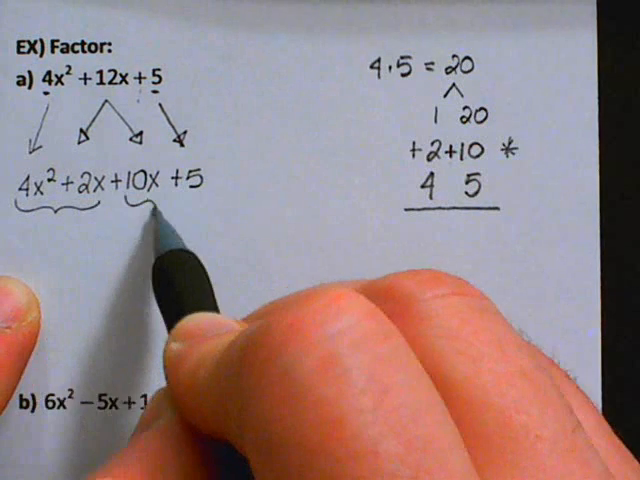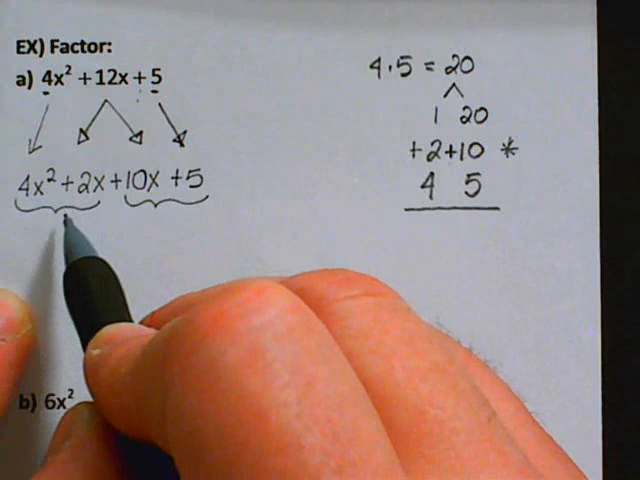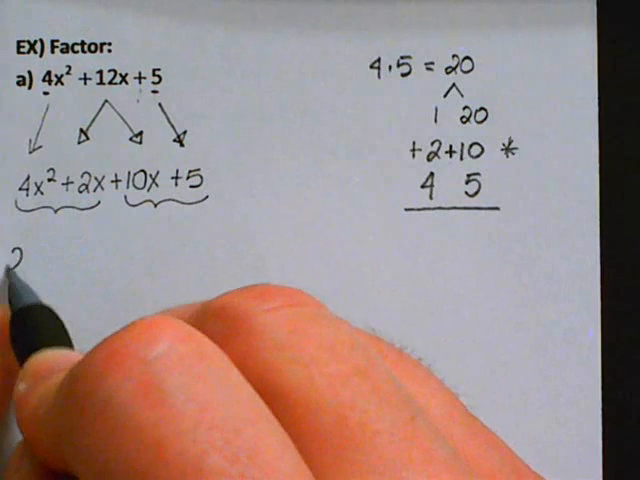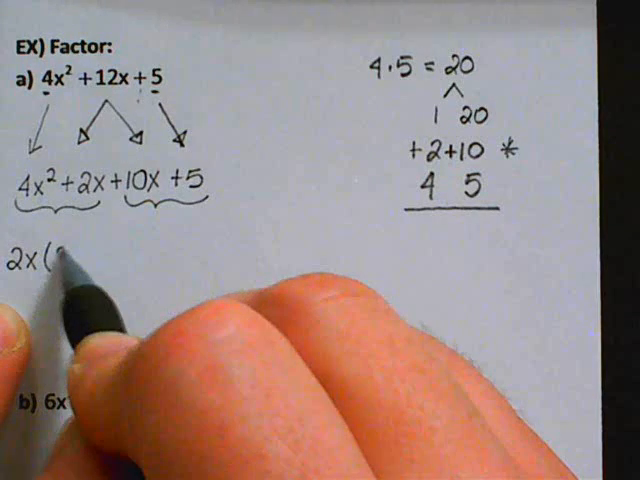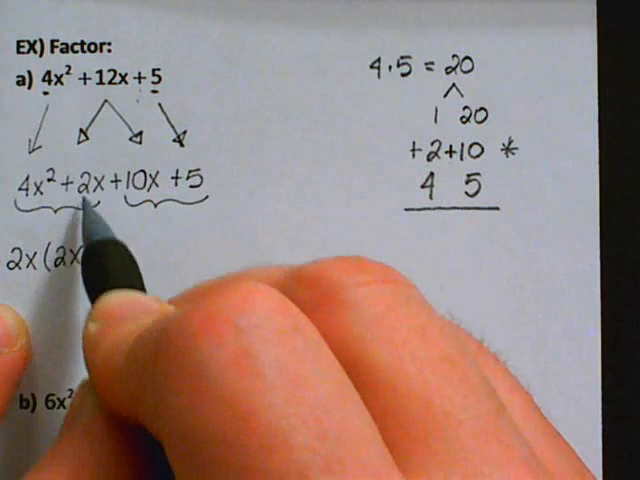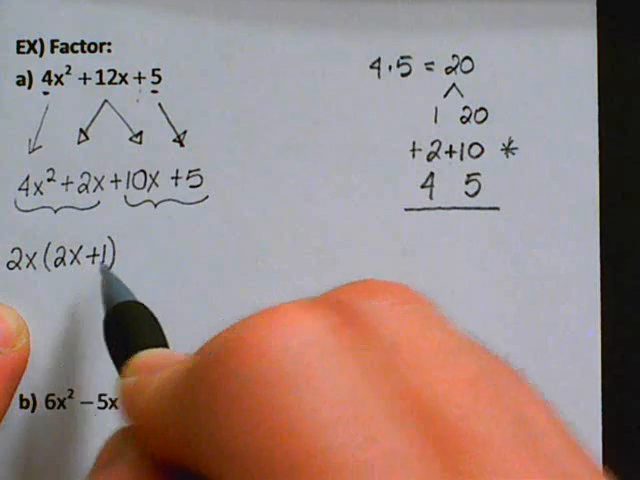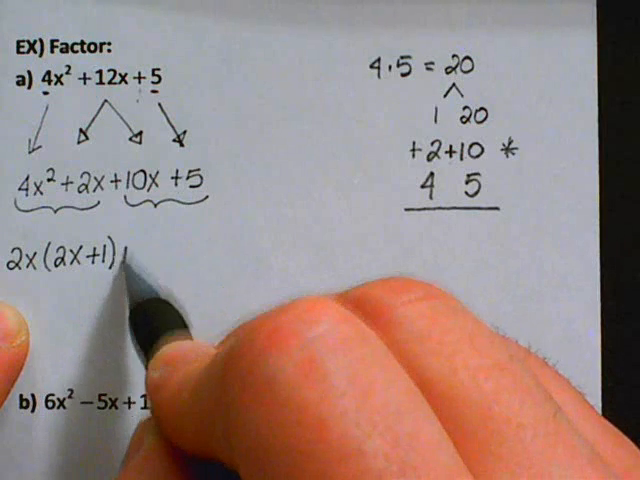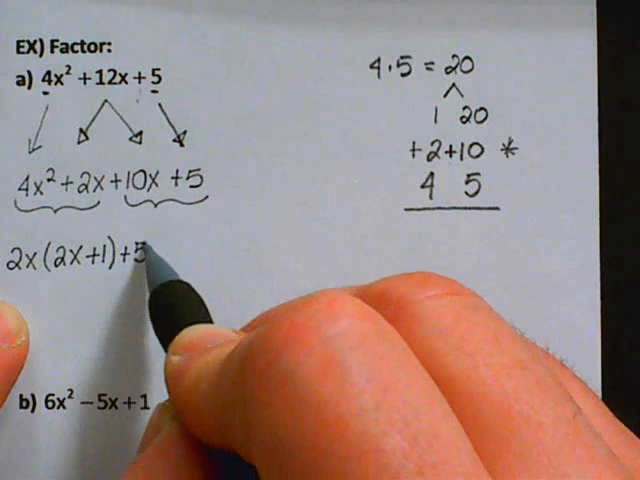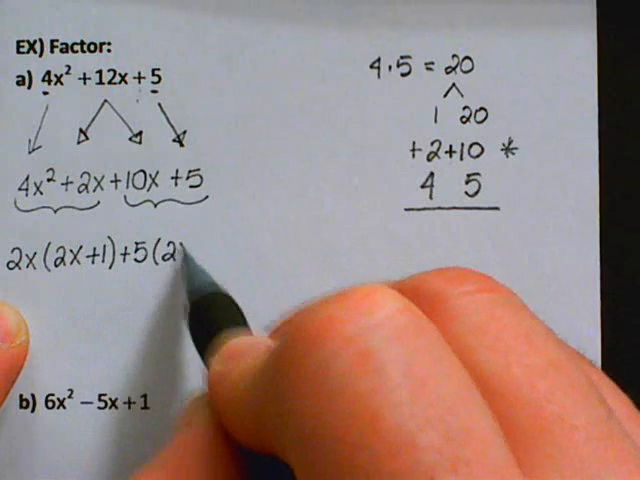And what number can I factor from 4x squared and 2x? The answer is 2x. So 4x squared divided by 2x is 2x. And 2x divided by 2x is 1. And what can I factor from 10x and 5? The answer would be 5. So 10x divided by 5 is 2x. 5 divided by 5 is 1.